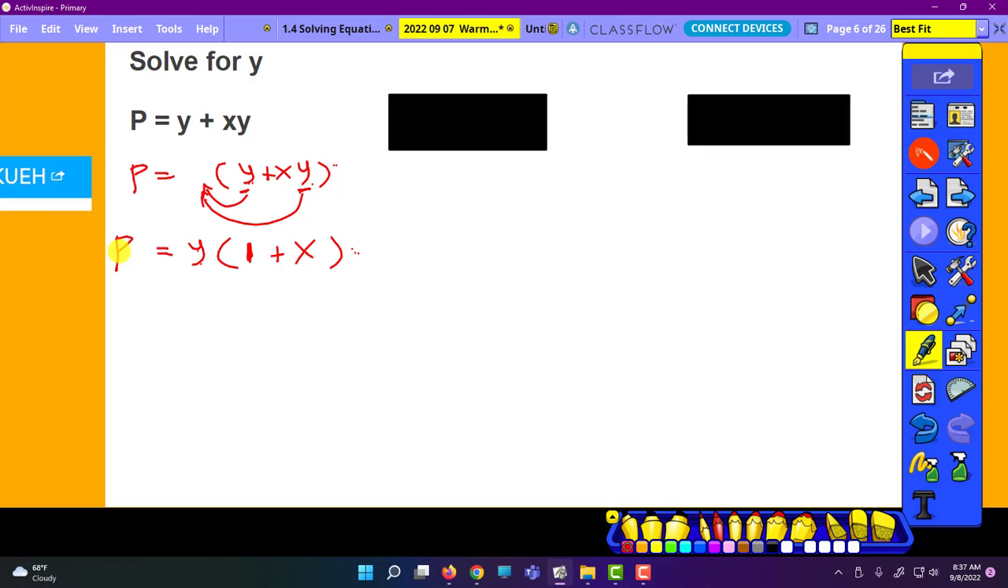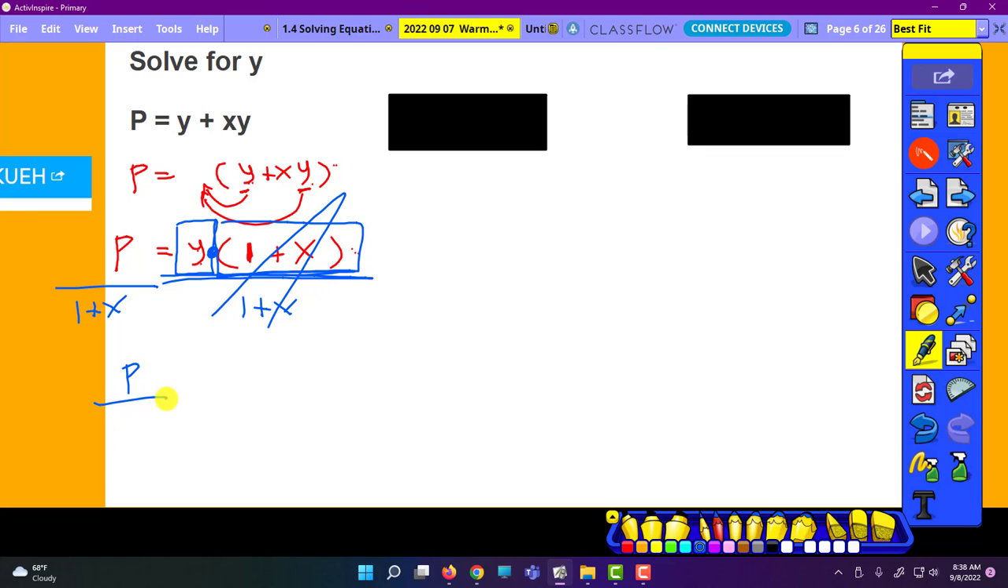Now I don't need my 1 plus x. Now we have to look at the operation between the y and then your 1 plus x. What is the operation between those 2? That's multiplication. So this is multiplication. To get rid of this, I need to divide by 1 plus x. Okay? So this will now cancel out. You will end up getting p over 1 plus x equals your y.